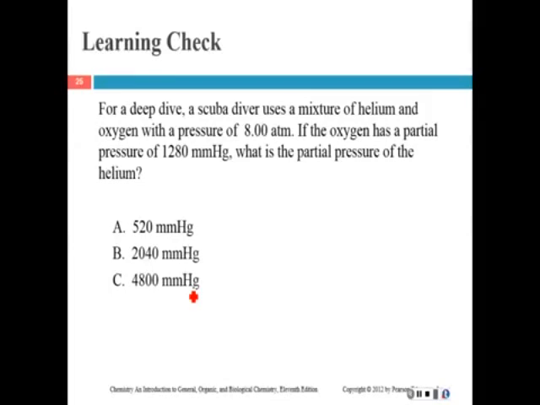So what are we going to have to do? Why don't you take a shot at it and just pause the video and come back and see the solution.